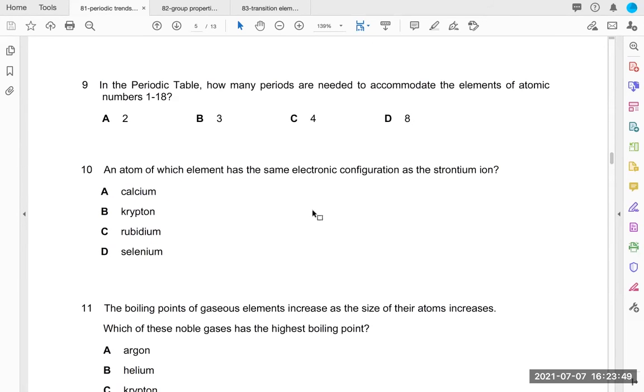In the periodic table, how many periods are needed to accommodate all the elements in number 1 to 18? So just look at the 18th one, that is argon. So argon is in third period, so we know that we need 3. Okay.